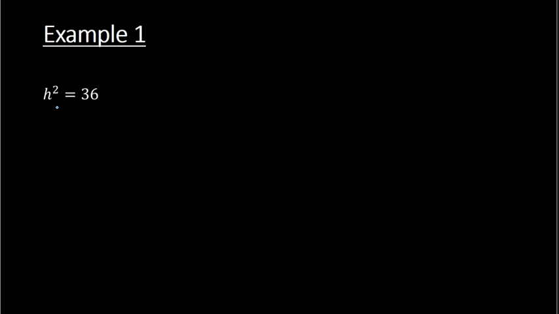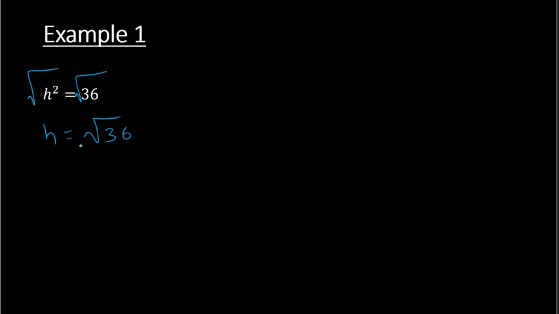So to get rid of the squared, we do the inverse of squaring, which is taking the square root. So I take the square root of both sides. When I do that on the left side, the square root of a square will undo each other. I'm left with an h over here. On the right side, we have the square root of 36.